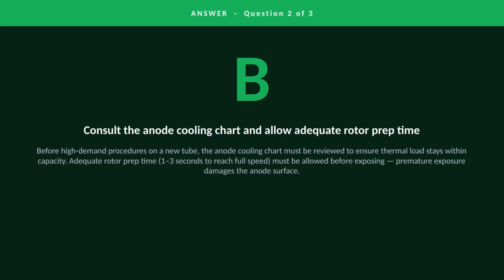The answer is B. Consult the anode cooling chart and allow adequate rotor prep time. Before any high-demand procedure on a new tube, the anode cooling chart must be reviewed to confirm the thermal load won't exceed capacity. Adequate rotor prep time, 1 to 3 seconds to reach full rotation speed, must be allowed before exposing. Premature exposure damages the anode surface permanently.